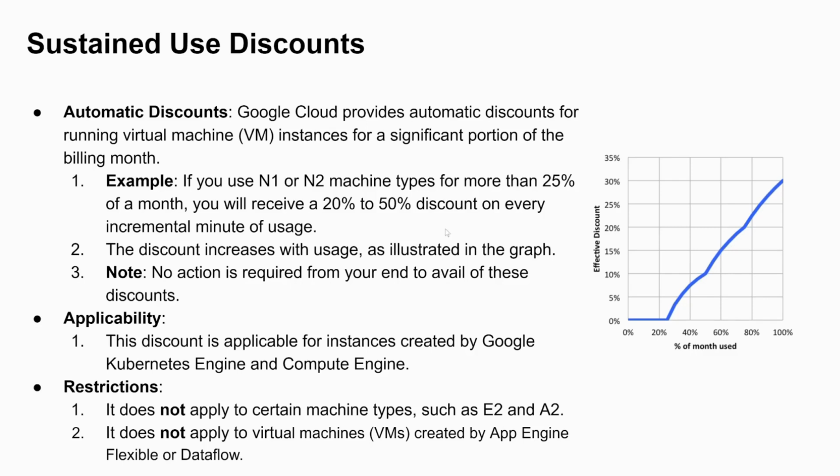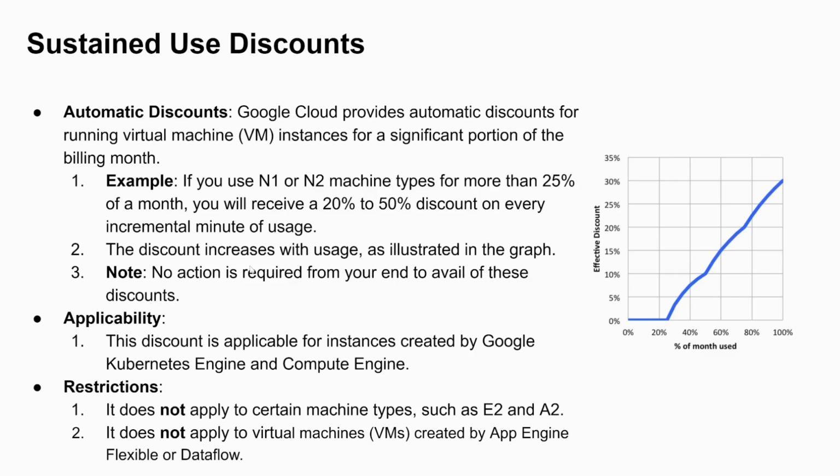For example, if you use N1 and N2 machine types for over 25% of the month, you start receiving discounts ranging from 20% to 50% for every additional minute you use the instance. The graph on the right demonstrates that as your usage increases, your effective discount also increases.